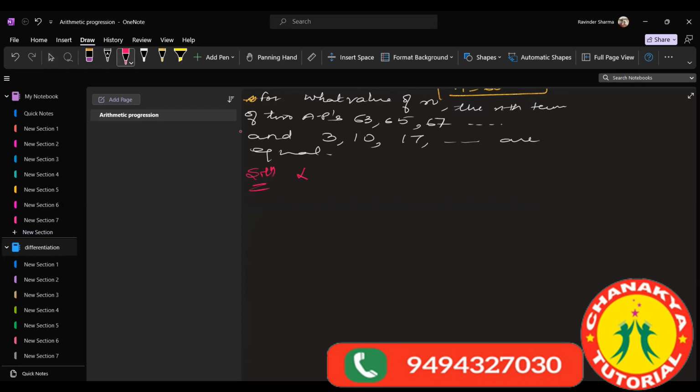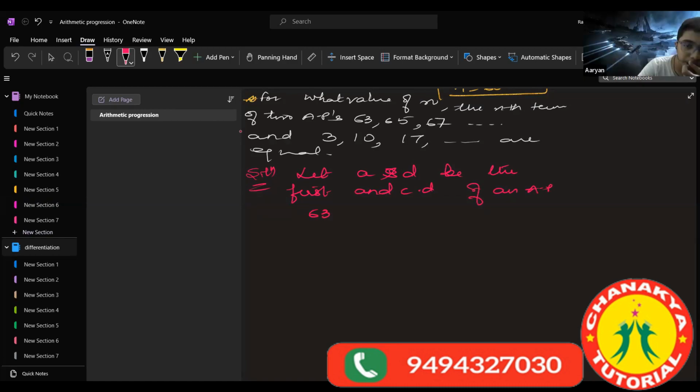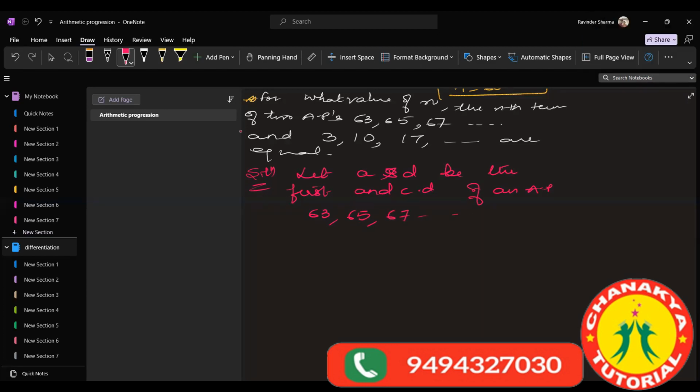So your first AP is 63, 65, 67. Let A1 and D1 be the first term and common difference of this AP. Ma'am, in the first AP and second AP, n equals n, no, ma'am? Why? Ma'am, for whatever value of n, both will be equal. Yes, in both the APs, the value of n remains the same.